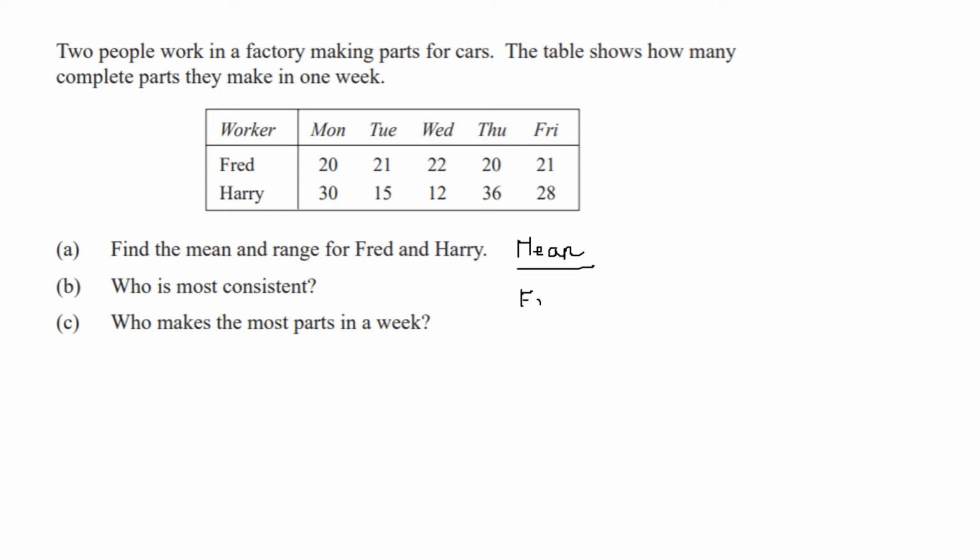So for Fred, to find the mean, we need to add together all of these numbers, and then these represent 5 days. So we're going to divide our total by 5. So we're going to have 20, add 21, add 22, add another 20, add another 21. So that's going to give us 104. And we need to divide that by 5. So 104 divided by 5 will give us 20.8.